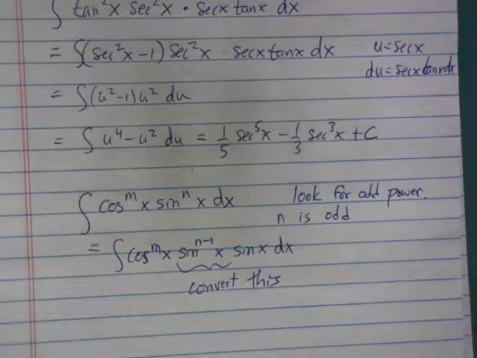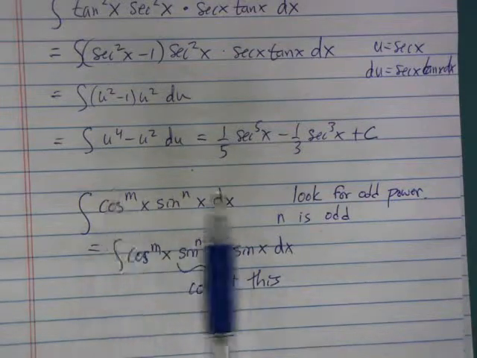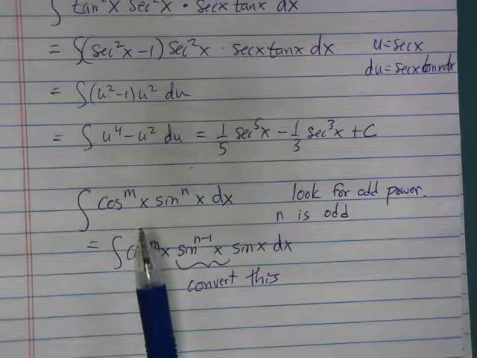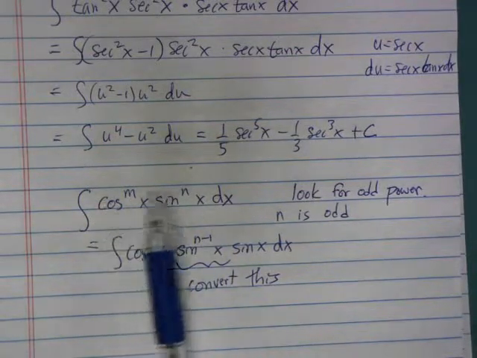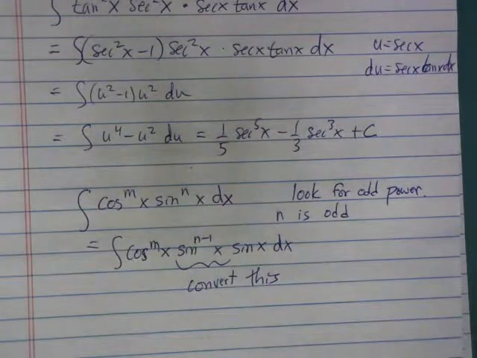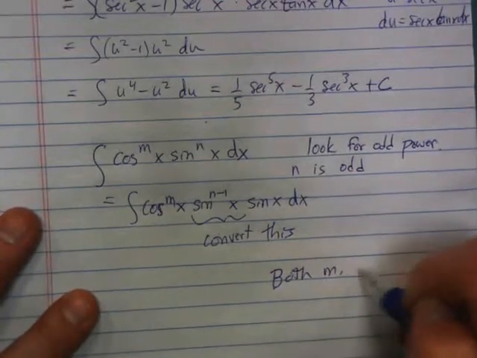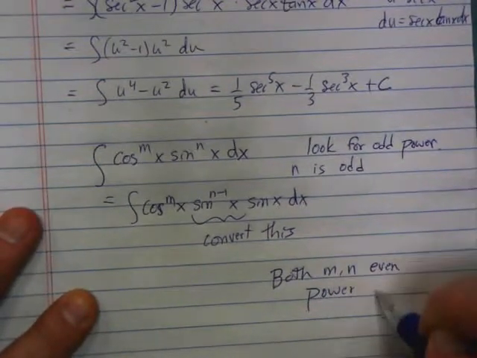You really want to look for one of these two letters being odd. It really doesn't matter which one. As long as one of them is odd, you're pretty good. If neither of these numbers is odd, power reduction. Both m and n even, that's when you have to use your power reduction.